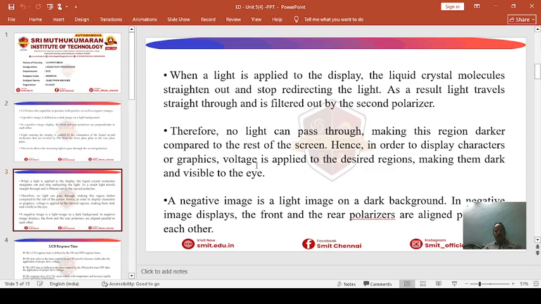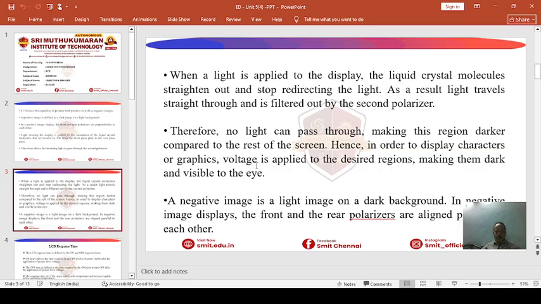Next, a positive image is defined as dark characters displayed on a light background. This is the most common display mode in calculators, digital watches, as well as in many industrial display panels. As for the construction of a positive image LCD, the front and rear polarizers are positioned perpendicular to each other. The liquid crystal molecules are twisted by approximately 90 degrees between the two glass plates.